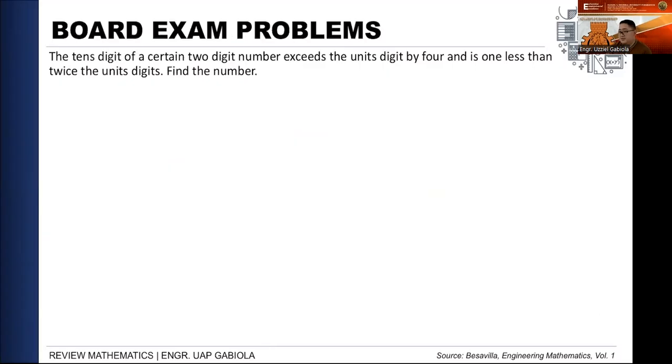The tens digit of a certain two-digit number exceeds the units digit by 4 and is 1 less than twice the units digit. Find the number. So, ang hinahanap natin ay two-digit number. Ibig sabihin dapat answer natin is a two-digit number. Para makuha yung number na yan, kailangan meron tayong tens and meron tayong units digit. Ang formula natin is 10t plus u. So this is the number.